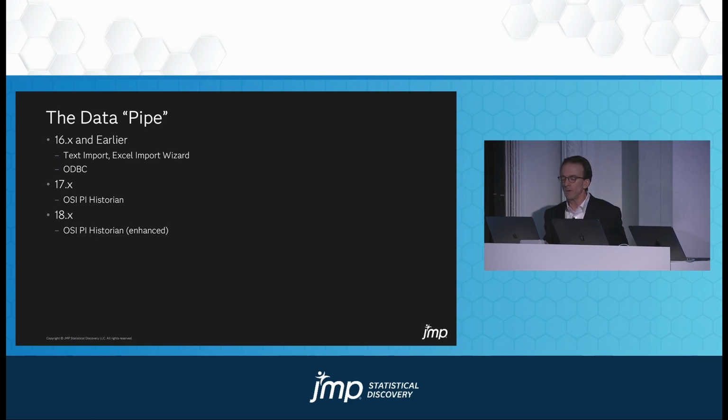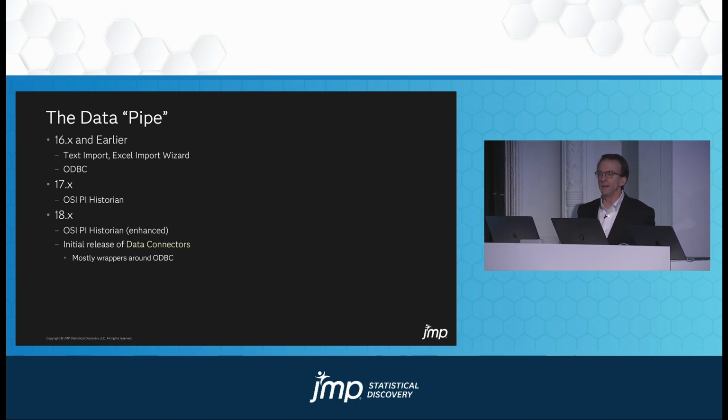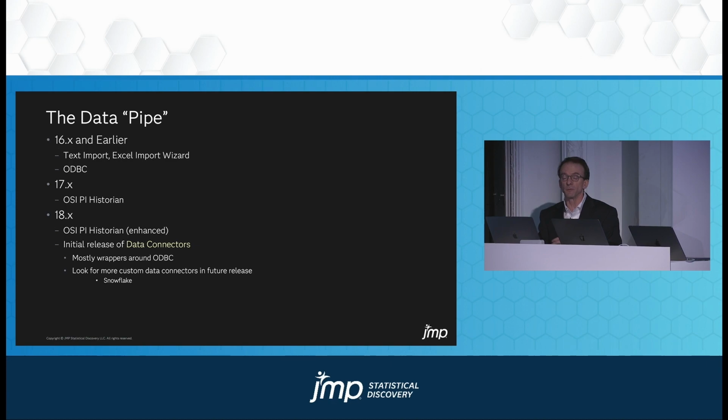In 18, we continued to enhance the OSIsoft PI historian connector, and we're releasing an initial set of what we're calling data connectors. It's really a framework, an umbrella, in which we hope all of these disparate data connectors will live over time. Now, most of the ones we've released in 18 are still wrappers around ODBC, but we plan to be working on other more customized data connectors, for example for Snowflake, that will be better for those kinds of situations.